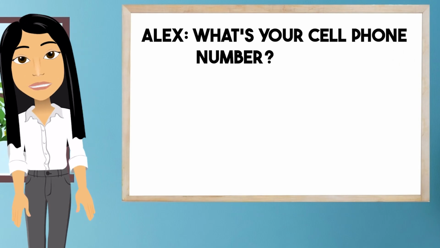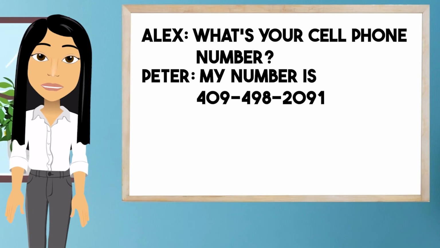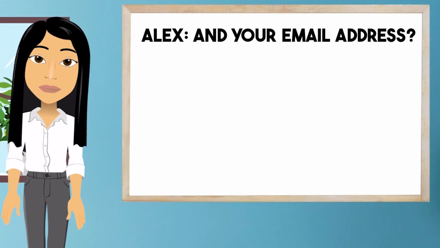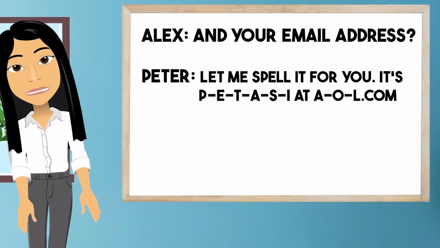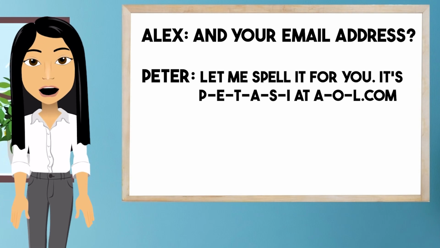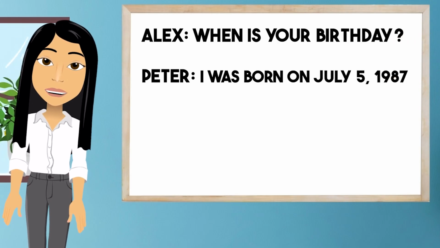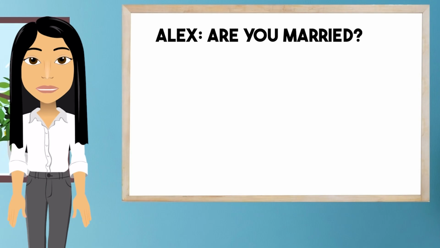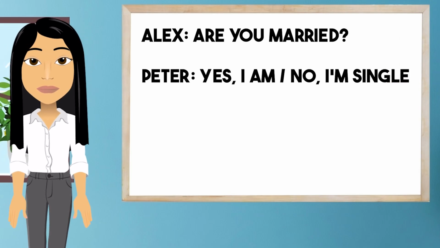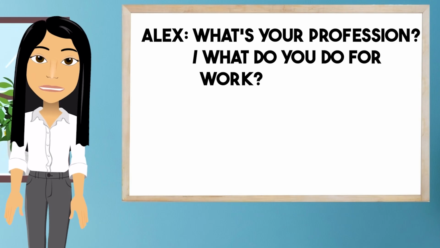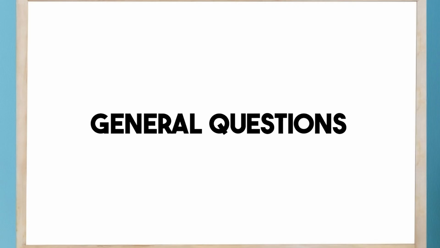Alex: What's your cell phone number? Peter: My number is 409-498-2091. Alex: And your email address? Peter: Let me spell it for you. It's petasi@aol.com. Alex: When is your birthday? Peter: I was born on July 5th, 1987. Alex: Are you married? Peter: No, I'm single. Alex: What's your profession? What do you do for work? Peter: I'm an electrician.